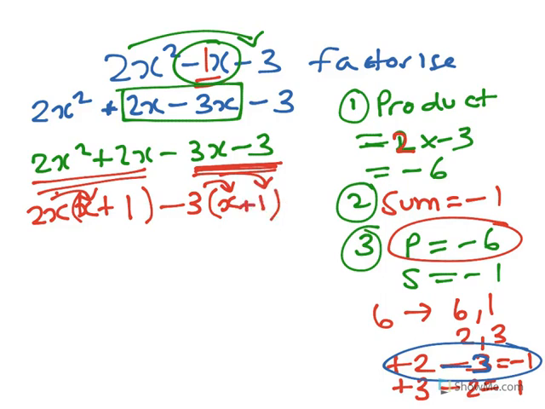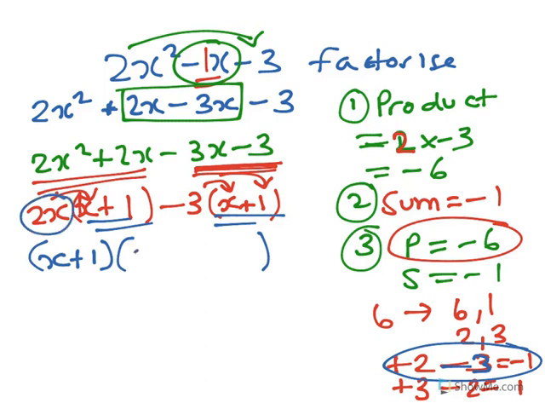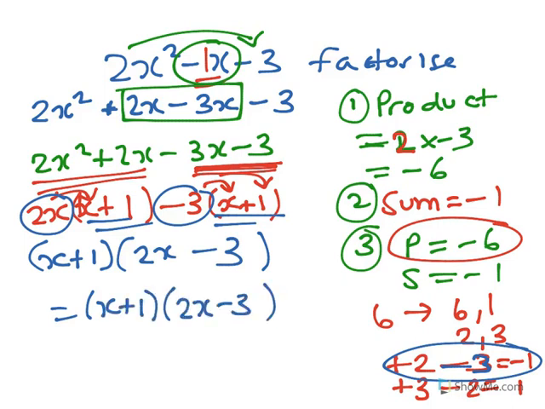Then if you look at this, the x plus 1 is a common factor. So you take the x plus 1 out, and you go x plus 1 times, what are you left with? 2x minus 3. And they are your factors. I think this method will work really well for you because it combines what we've already done. Okay, so let's go again.